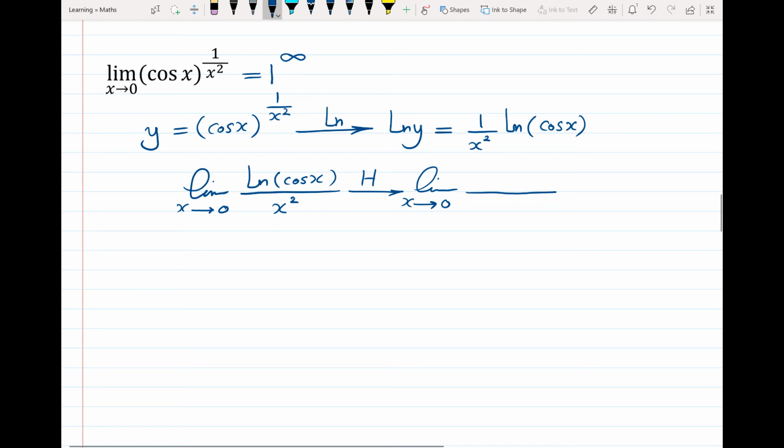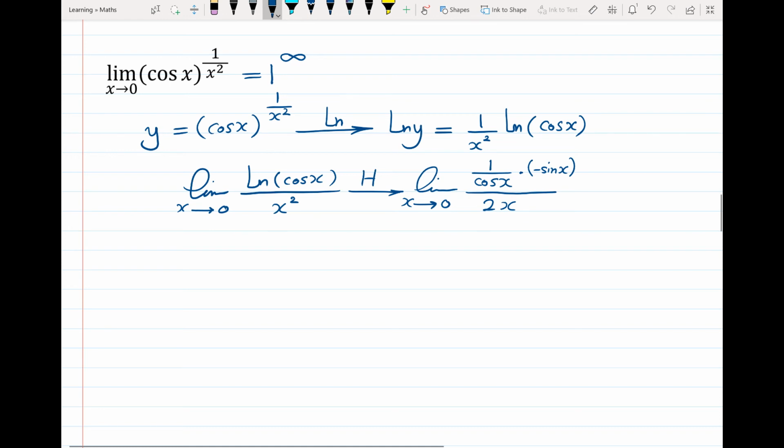We have to take the derivative of top and the derivative of bottom separately. The derivative of the bottom, x squared, is 2x, and the derivative of ln of cosine of x is 1 over cosine of x times the derivative of the inside. The derivative of cosine of x is negative sine of x. Let me remind you that the derivative of ln of something is 1 over that thing. So the derivative of ln of cosine of x is 1 over cosine of x. Don't forget to multiply it by the derivative of the inside. The derivative of cosine of x is negative sine of x.